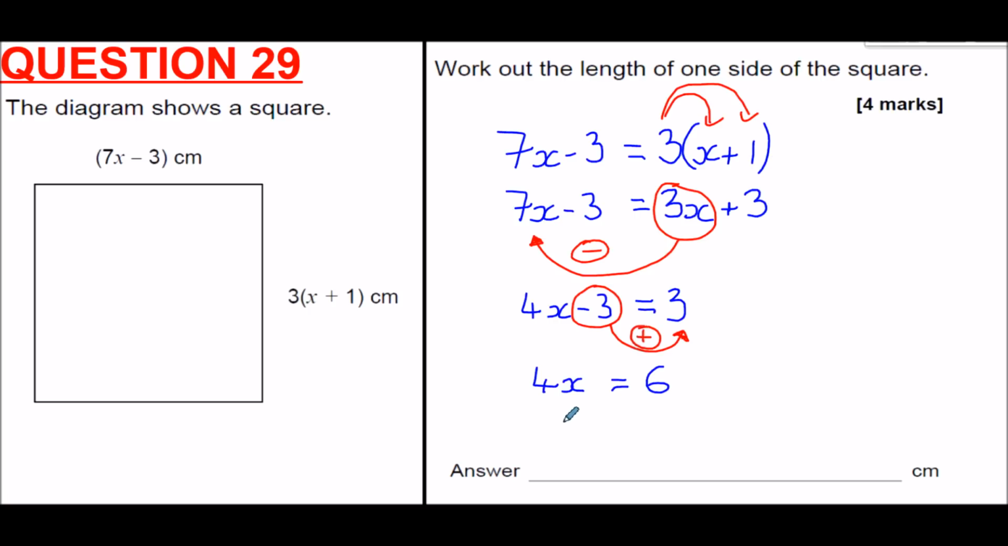The final step, we don't want 4x's, we want just 1x. That 4 is multiplying the x. Opposite of multiplying by 4 is dividing by 4. So if we swap the side of that 4, we'll swap it to a divide. So what we'll have then is the answer that x equals 1.5.